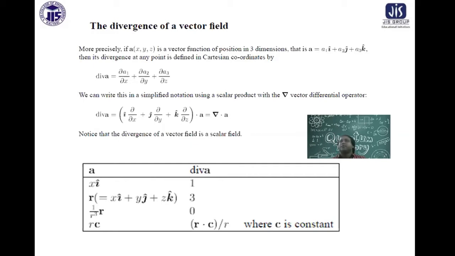So if A is xi, then it will be only 1 because only del x is there. If A is xi plus yj plus zk, you can understand: the derivative of x is 1, derivative of y is 1, derivative of z is 1, ii = 1, jj = 1, kk = 1, so your result will be 3. Similarly, for 1 by r cube r it is 0.